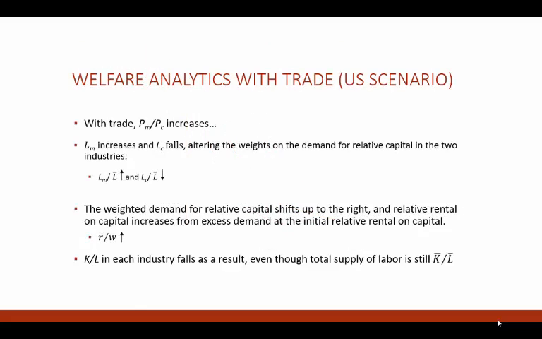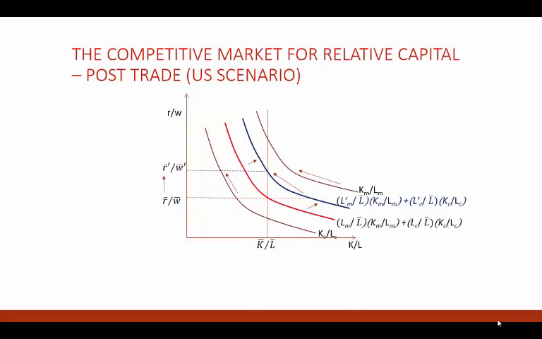With trade, as PM over PC rises, Lm increases and Lc falls, as cloth production shrinks and machine production increases. The weights are now biased towards the demand for relative capital in machine production, and this shifts the weighted relative demand for rental function up. The result is that the equilibrium relative rental goes up. This is demonstrated in the graph as a resulting shift in the red curve up to the blue curve.